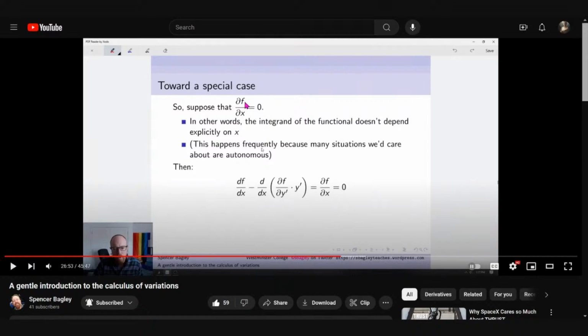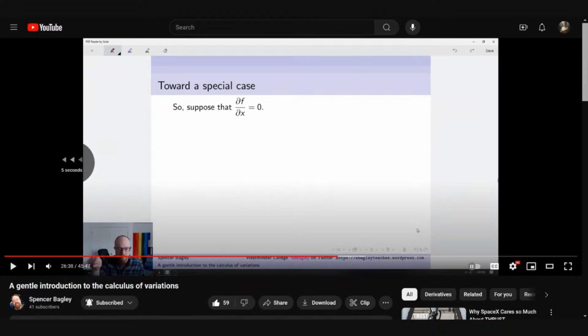But the f is not the functional. What is f? J is the functional. F is the function. So whatever function, I don't get it. Say it again.